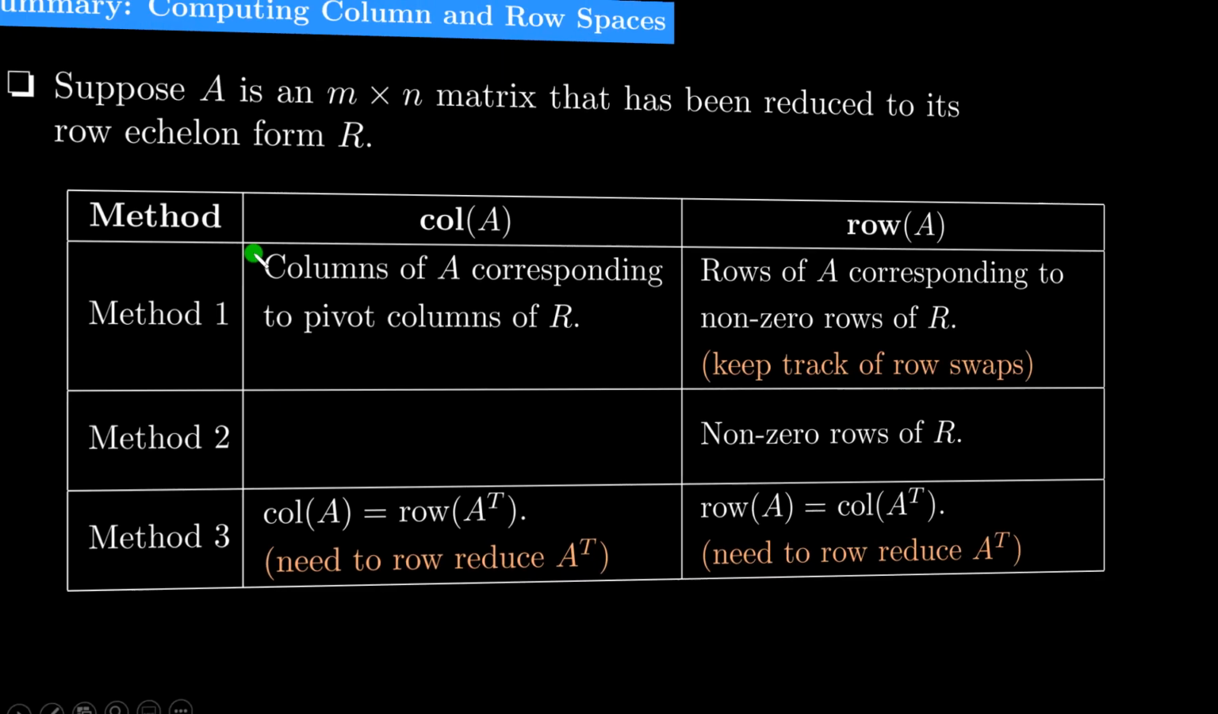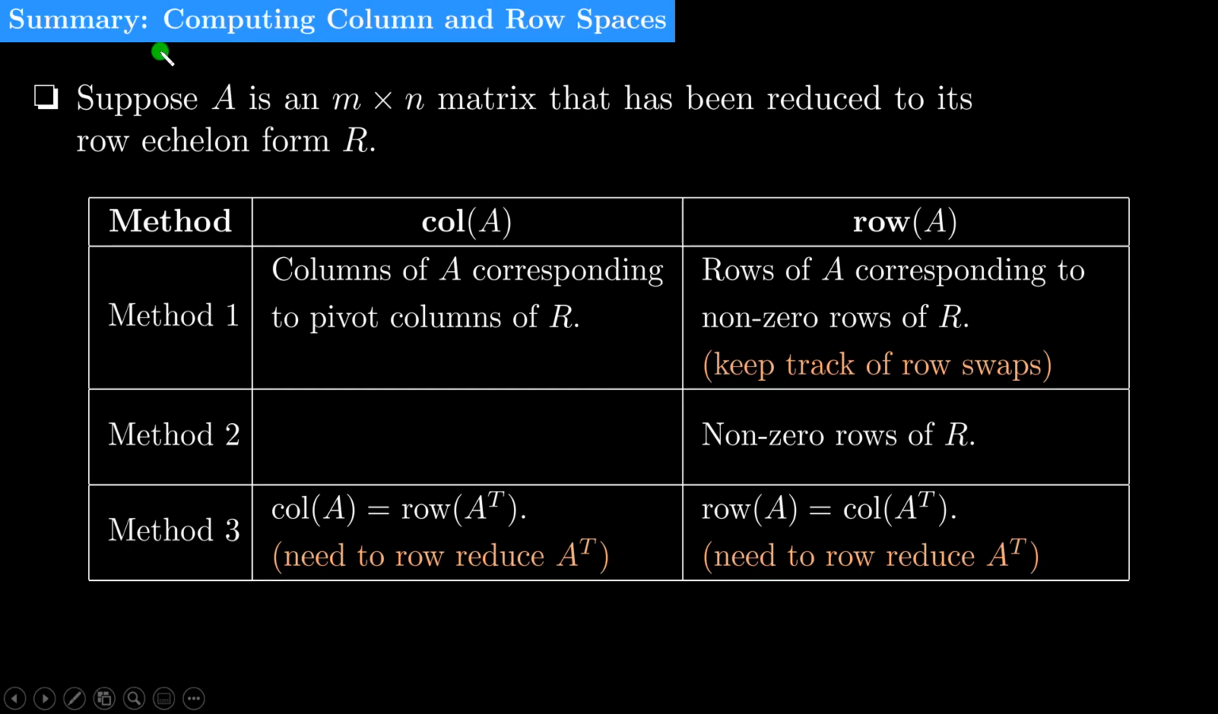Now finally, let's summarize what we have learned about computing the column and row spaces of a matrix. Suppose A is an n by n matrix that has been reduced to its row echelon form R. We have different methods of computing the column space of A and the row space of A. Method 1: for the column space of A, the columns of A corresponding to the pivot columns of R will form a basis for the column space of A. On the other hand, the rows of A corresponding to the non-zero rows of R, taking into account any row swaps, will also form a basis for the row space of A.